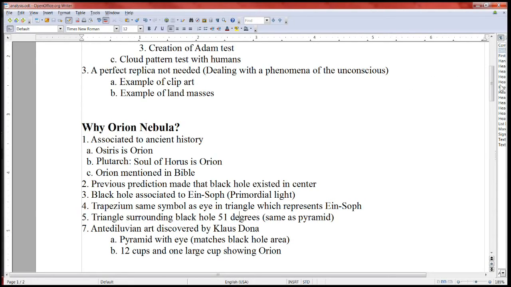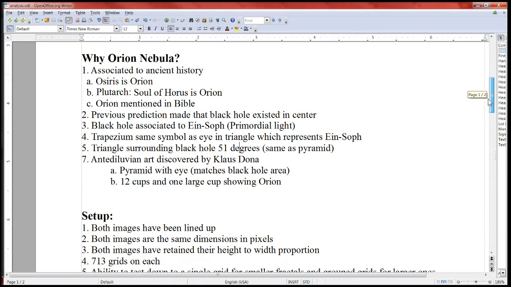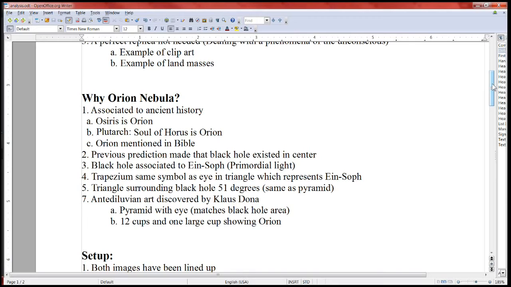We've already established that a human can recognize a particular cloud. Additionally, we have things such as antediluvian art that Klaus Dona discovered, the pyramid with the eye, which is really a tetrahedron, and which is the same image that we see in the Orion Nebula. We also see the 12 cups around the one larger cup showing the Orion constellation. And then, of course, we have the Creation of Adam, which is actually God in his cloud. And God across cultures is always associated to Ein Sof, or the point, or a black hole, and so forth. So this is why the Orion Nebula makes the most sense logically.